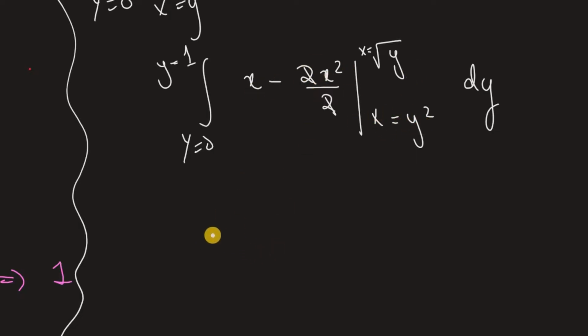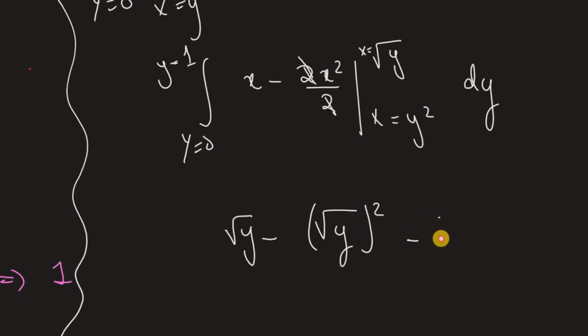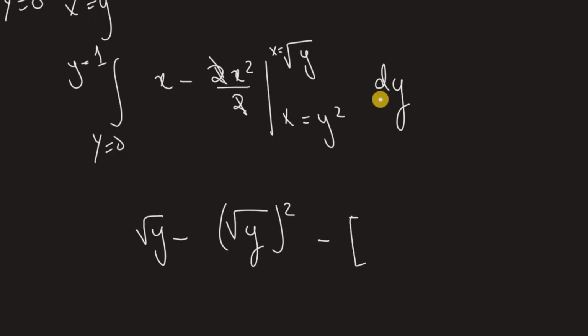Okay, so first let's plug in y squared at the place of x, right? So we are plugging in square root of y. We're replacing this x with this one. Okay, and if there was a square already over here, next we're going to subtract it by plugging y squared inside this equation.